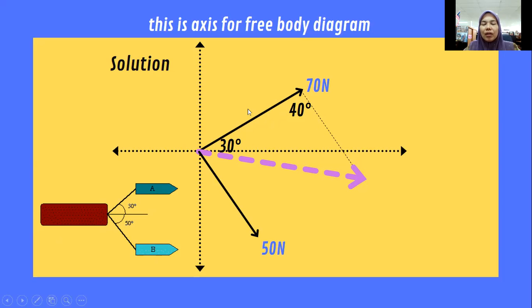So P1. You have to already draw the arrow. The arrow will represent the direction of the force. This is 30, 30 is here. This is 40, 40, and here is 50. Here is 50.